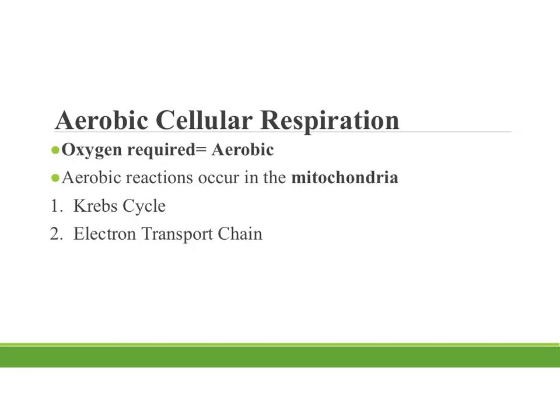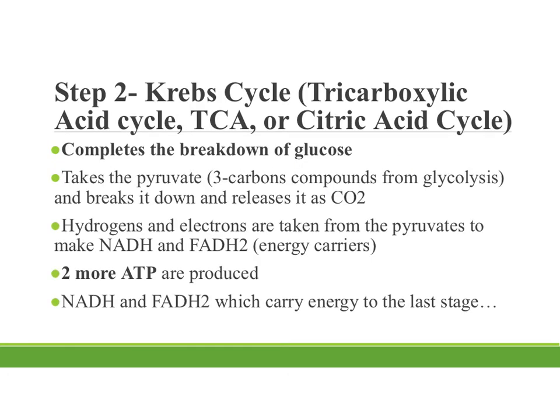All right, our next part of cellular respiration is the aerobic cellular respiration. So aerobic means oxygen is required. So there are 2 aerobic reactions, and these are going to occur in the mitochondria of the cell. Okay? And so our 2 aerobic reactions are going to be the Krebs cycle and then the electron transport chain.